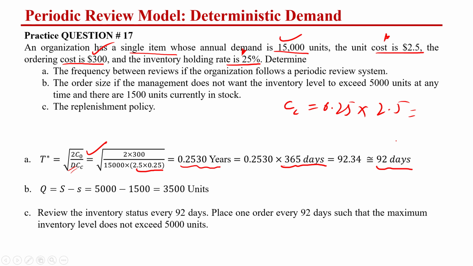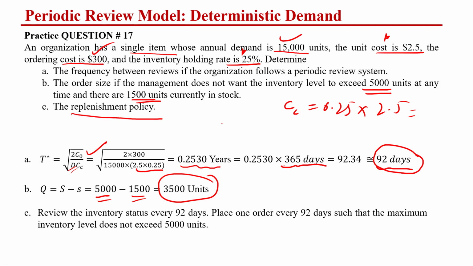Then we can place the order, and how much are we going to order? According to the organization, the maximum inventory of that SKU must not exceed 5,000. So the maximum inventory is 5,000, and they have already decided that the reorder point is 1,500, which must be in stock. So every time we place an order, after every 92 days, the order quantity is the maximum inventory minus the reorder point. So we are going to place an order of 3,500.